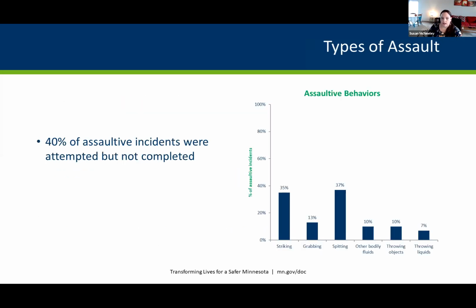If we look at the assaultive incidents in depth, we find that 40% were attempted but not completed. For example, a person might have swung their fist at a staff member, but no one was actually hit. Staff assault can include what I called striking, which is what we normally think of when we think of assault: hitting, punching, kicking, stabbing. Stabbing was very rare, so it didn't have its own category. There's also grabbing, spitting, using other bodily fluids such as urine or feces, and throwing either an object or a liquid. The most common assaultive behavior at this facility during this time was either spitting or trying to spit on staff, followed closely by striking or trying to strike staff.